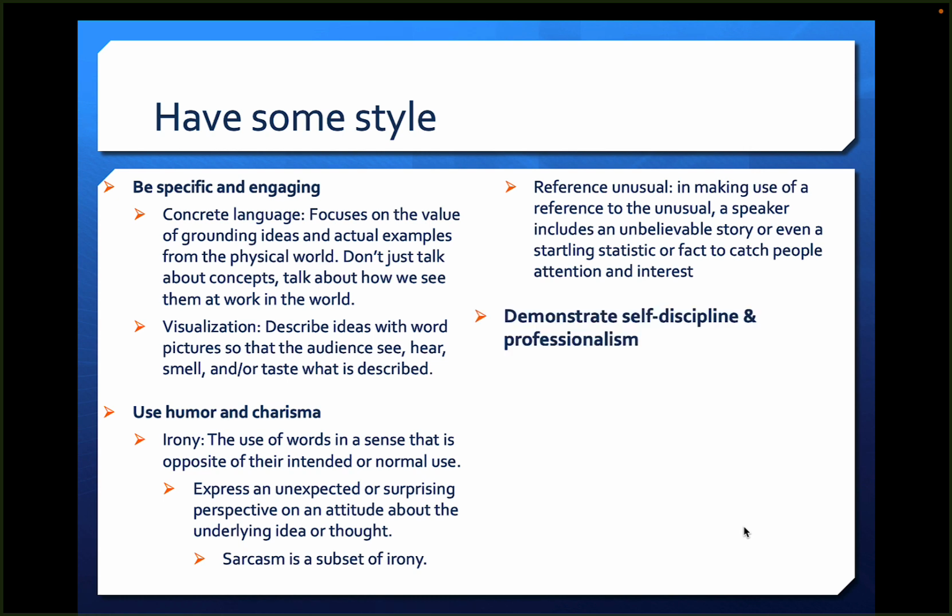Then finally, you've just got to demonstrate some self-discipline and professionalism. If you can, try to eliminate non-fluencies and verbal crutches from your speech. Non-fluencies are your uhs and your ums, these sort of non-verbal utterances. And verbal crutches are things that you say over and over and over again. A lot of students say the word "like" constantly. There are other words that exist. Some people put the word "right" on the end of every sentence or every other sentence. That can be quite distracting.